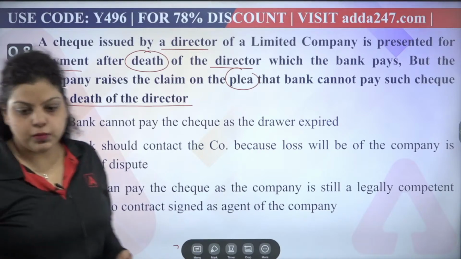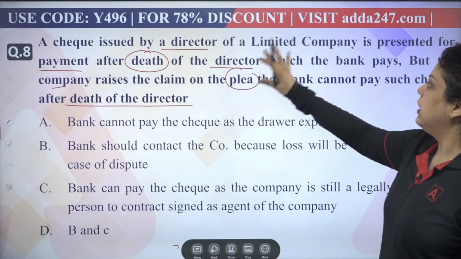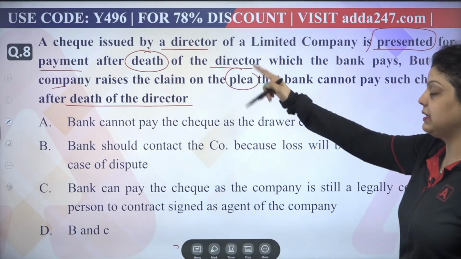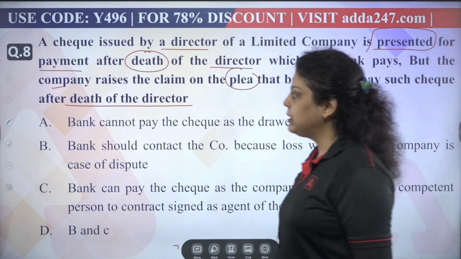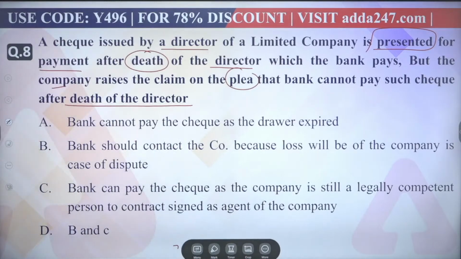So a check is issued by a director of a limited company. Then that check is presented after the death of the director, and the bank pays it, but the company raises a claim on that particular check. So what should be the action taken by the bank?